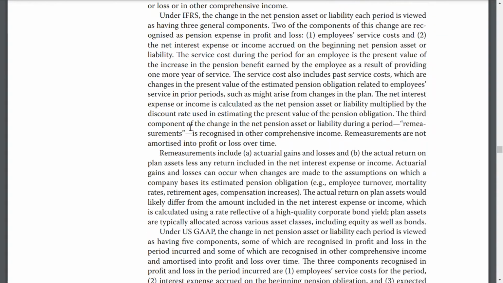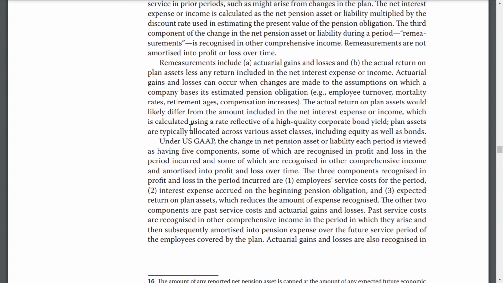The third component is remeasurements, which include actual gains and losses and the actual returns on plan assets less any returns included in the net interest expense or income. Actual gains and losses can occur with changes that are made to the assumptions on which a company bases its estimated pension obligations. The actual returns on plan assets will likely differ from the amount included in the net interest expense or income, which is calculated using a rate reflecting high quality corporate bond yields.